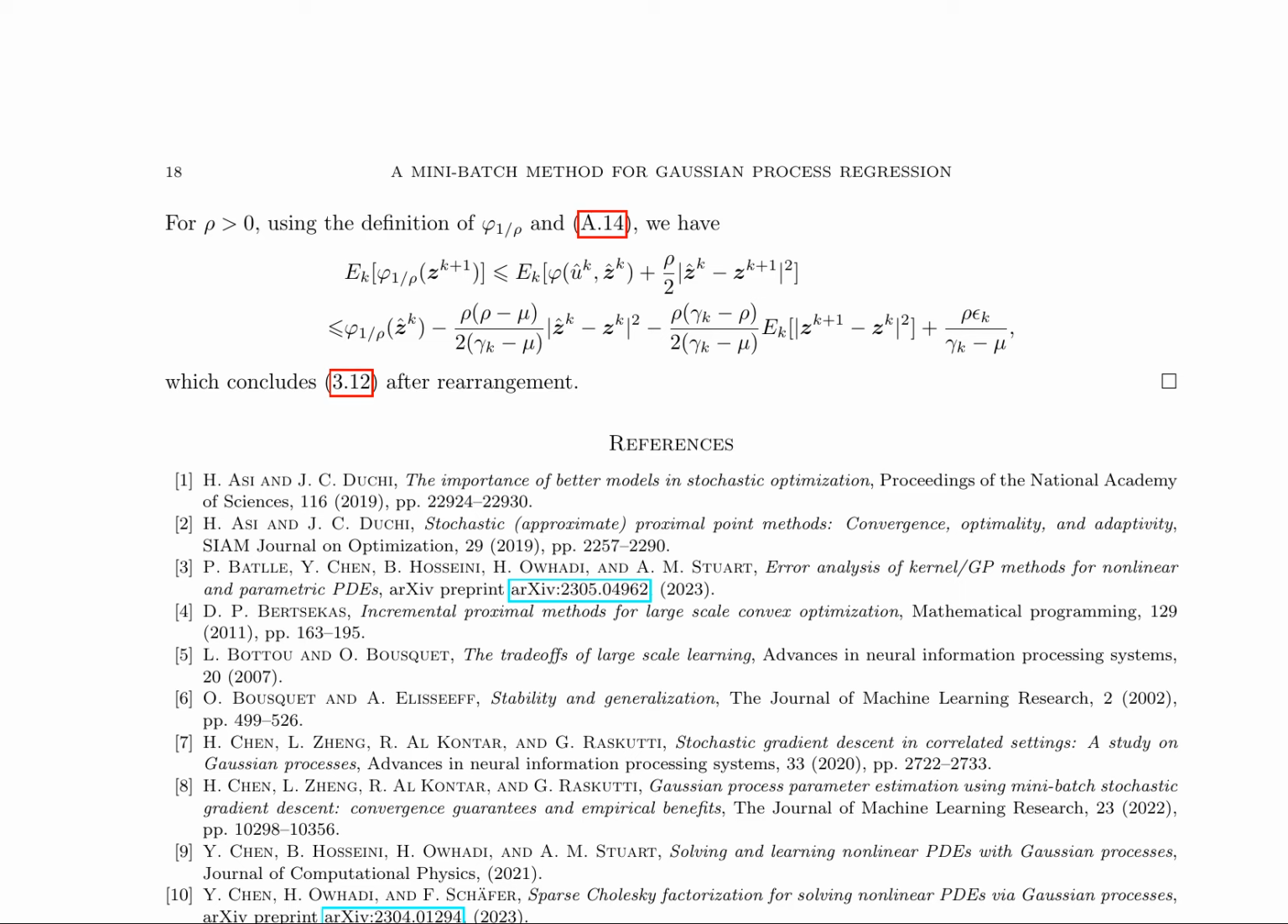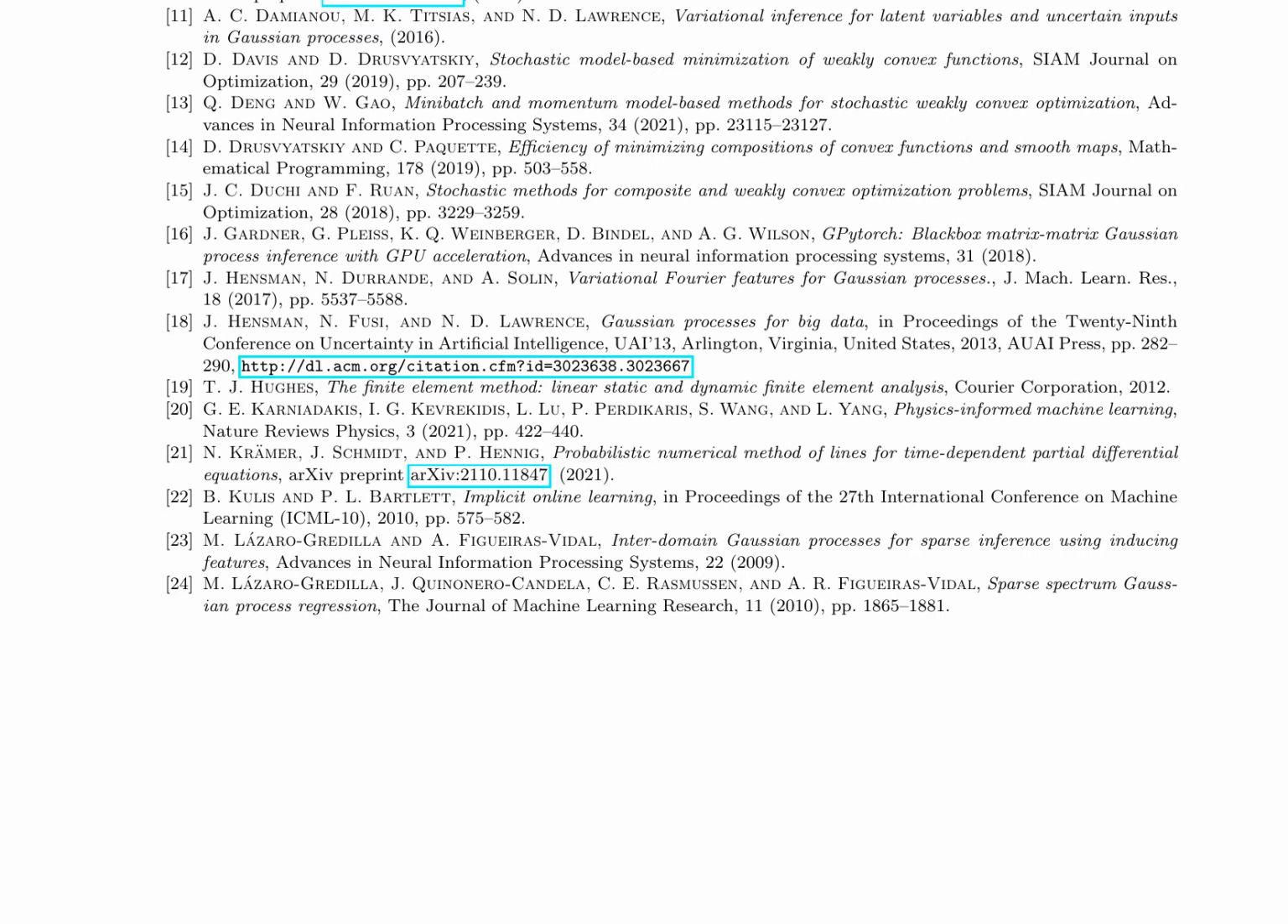This results in an expression bounding the expected value of phi_1 rho (z_{k+1}) in terms of phi_1 rho (z_k), rho, gamma_k, mu, and the norm of z_{k+1} minus z_k squared. This inequality is crucial for establishing the convergence guarantees of the mini-batch method in Gaussian process regression.